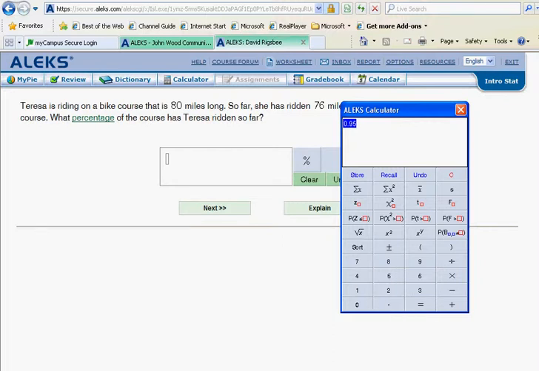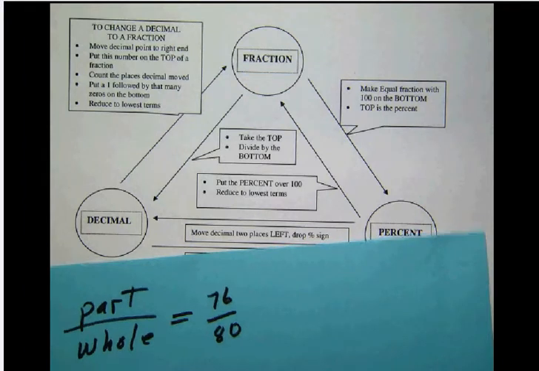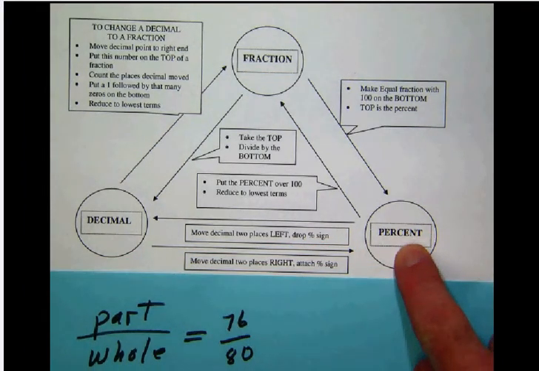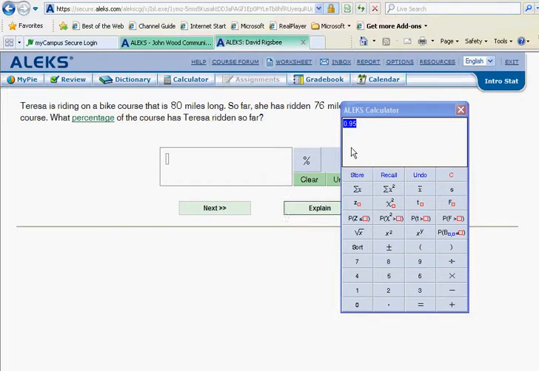Now, let's go back and take a look again. If we have a decimal and we want to convert that to a percent, we simply move the decimal 2 places to the right and attach the percent sign. So as we look back here, 0.95 is going to become 95%. And so we'll put the 95, we'll attach the percent sign, and we will check it.